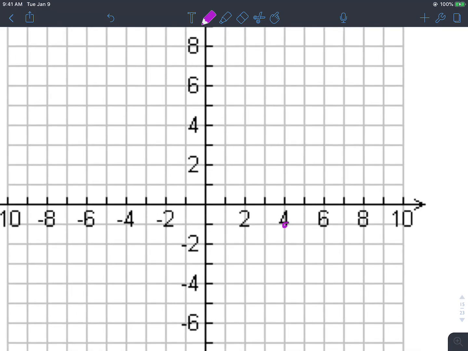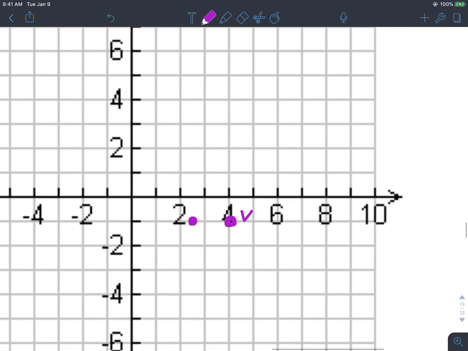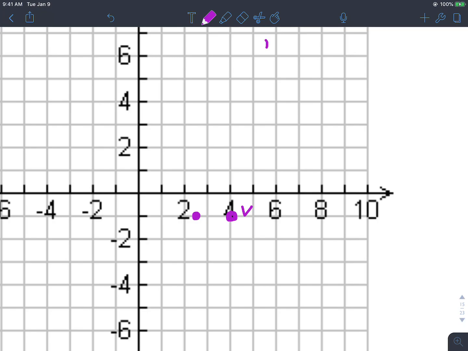4, negative 1. There's your vertex. Your focus is 1.5 units away right there. And then your directrix, if you want to go ahead and graph that, I'm going to graph that now. It's 1.5 units the other way.